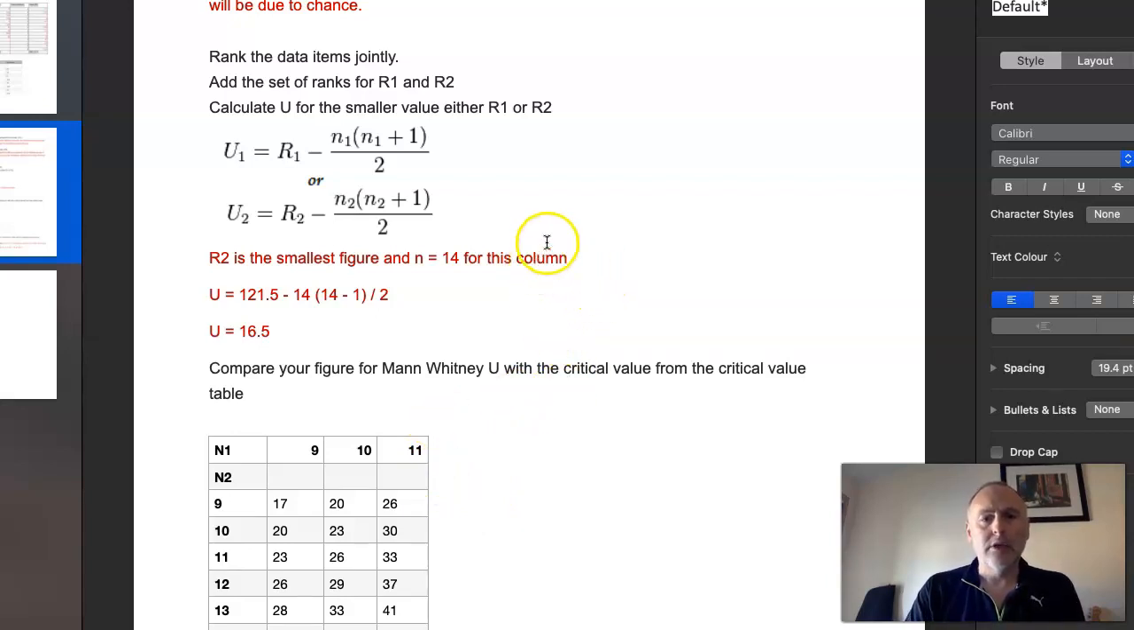All right, so do you remember which one was the smallest? Yeah, it was R2. It was 121.5, wasn't it? So this is the one we're going to use. We're going to ignore that. We're going to use this one, okay?